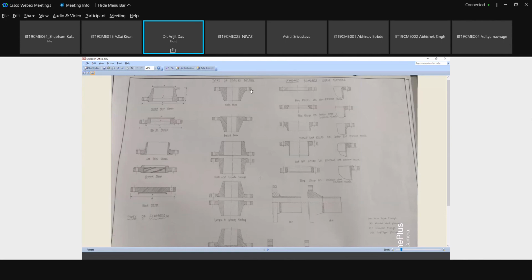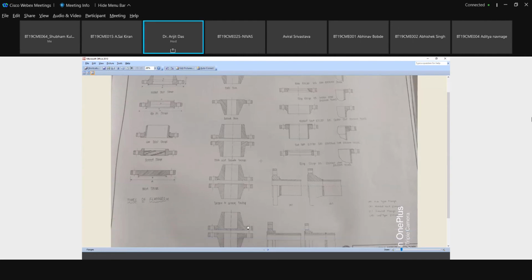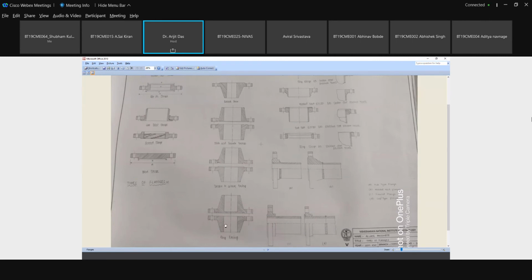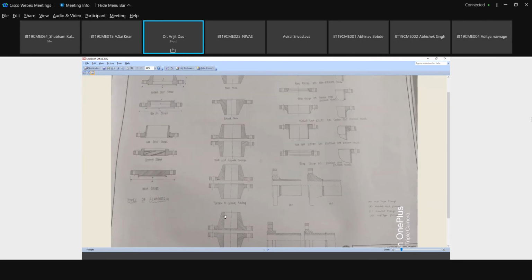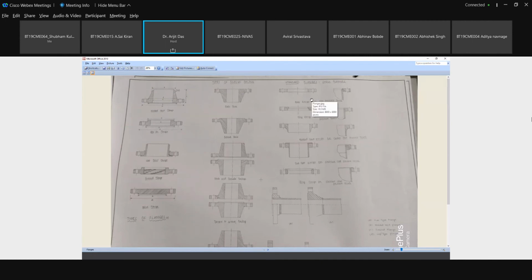Okay, and this is the raised face flange. I have shown just two types of flanges. This is the male and female, tongue and groove. I think it is the ring. Yes, it is the ring. And here they draw some standard flanges. Okay, so you will get the standard flanges figure in Joshi. You can see it from here also.